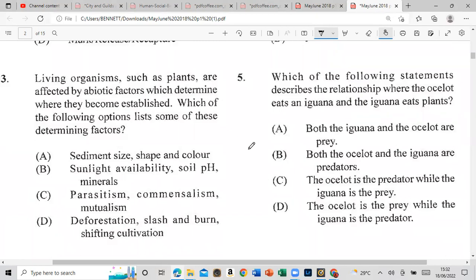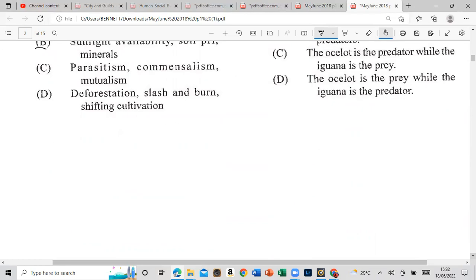Living organisms such as plants are affected by abiotic factors, which determine where they become established. Which of the following options lists some of these determining factors? A, segment size; B, sunlight availability, soil pH, or minerals; C, parasitism, commensalism, or mutualism; or D, deforestation, slash and burn, shifting cultivation? That is B, sunlight availability. All right, so let's move on to number 4.